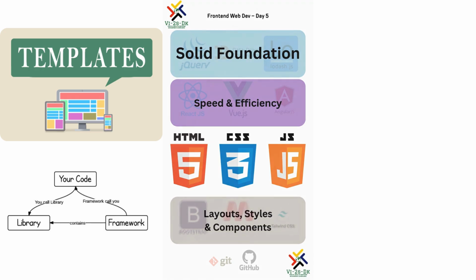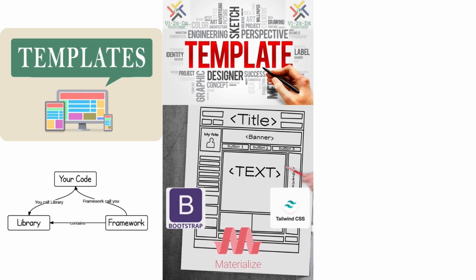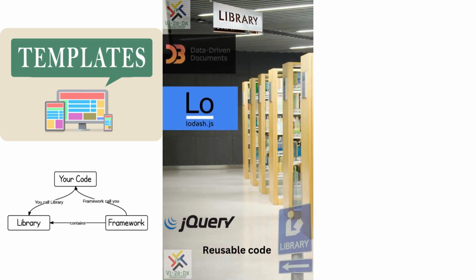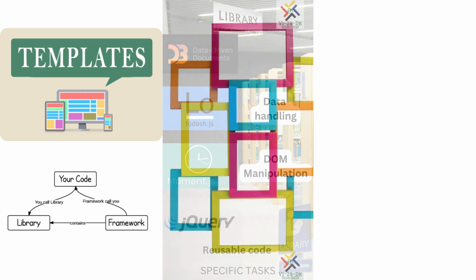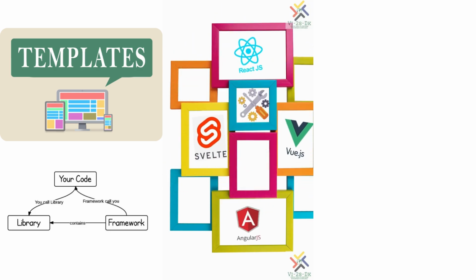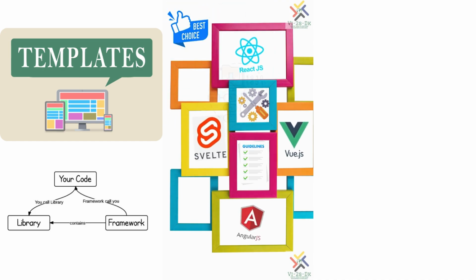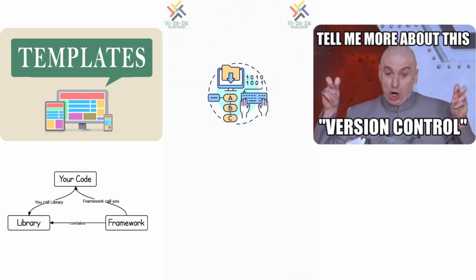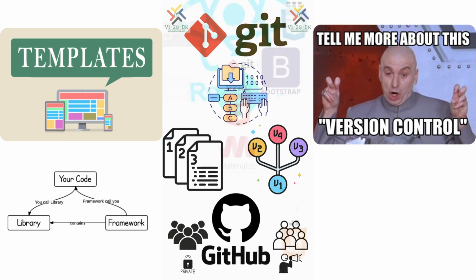HTML5 templates like Bootstrap, Foundation, Materialize UI, Tailwind are great for quickly creating visually appealing websites with pre-designed layouts. Libraries like jQuery, Lodash, D3, Moment, Chart offer solutions for specific tasks such as DOM manipulation and data handling. Frameworks like React, Angular, Vue, Svelte provide a comprehensive set of tools and guidelines for building complex web applications. The best choice depends on your project's specific needs and team's expertise. In addition, source and version control could be done locally using Git or remotely alongside other coders publicly or privately using GitHub.